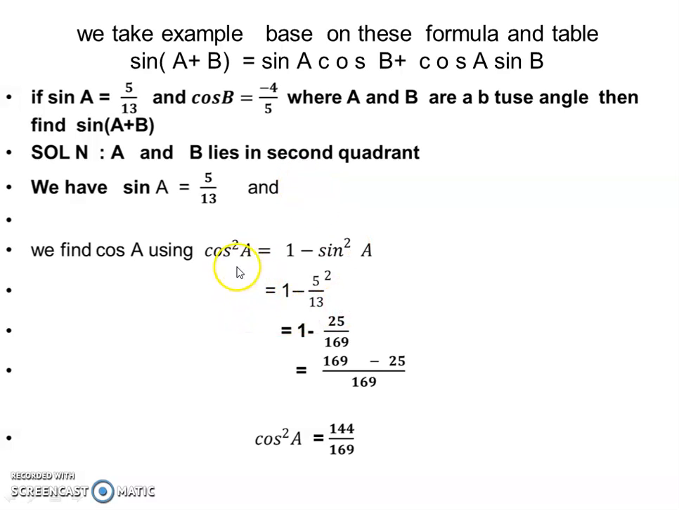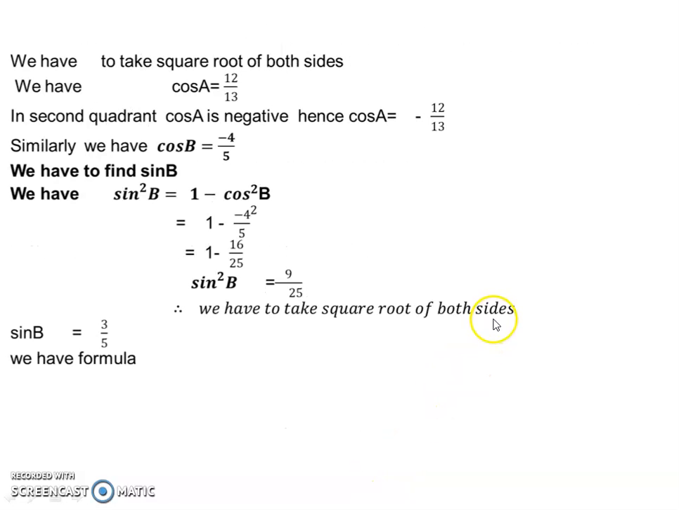So we know that cos square A is equal to 1 minus sin square A, which is the fundamental identity. 1 minus (5 upon 13) whole square. 5 square is 25, 13 square is 169. 1 minus 25 upon 169, cross multiplication, 169 minus 25, so 144 upon 169. Therefore, taking the square root, 144 is the square of 12 and 169 is the square of 13. So cos A is equal to 12 upon 13. But cos lies in the second quadrant, and cos in the second quadrant is always negative.